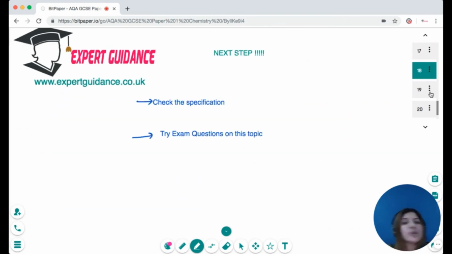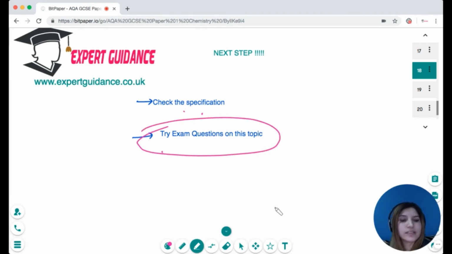Okay, so I hope this topic is clear to you. This is the majority of the things that you need to do in this topic. Now, what's the next step you need to do? The next step is check the specification, just tick mark what are the things that you can now answer in atomic structure, and then you need to try the exam questions on this topic. Now to do the exam questions on this topic, you can visit my website where you can get chapter wise exam questions on this chapter. So try that and let me know how you're feeling now about this topic.